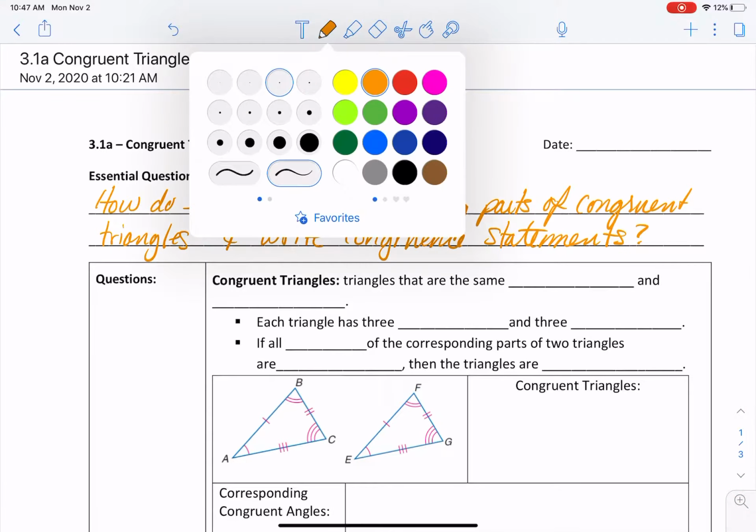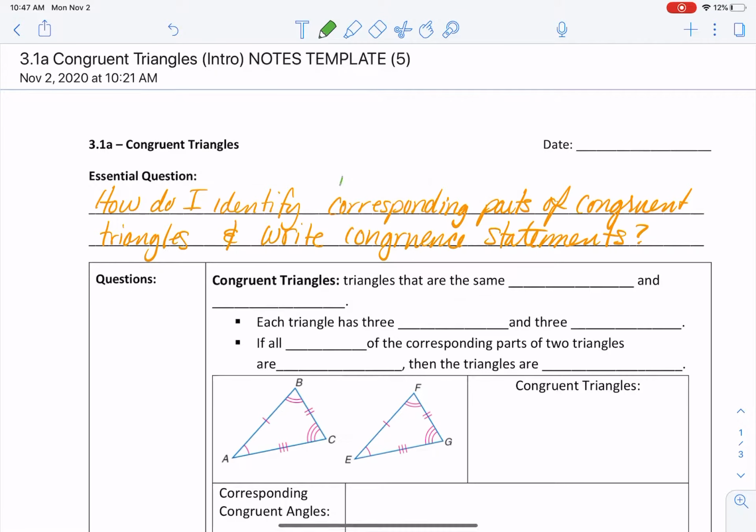So a couple things about the vocabulary. First of all, corresponding means matching. Congruent means the same measure. And congruent and congruence are just different forms of the same word. So how do I write a statement proving that two things are congruent? It's called the congruence statement, and it just has to do with being able to identify how they're labeled.